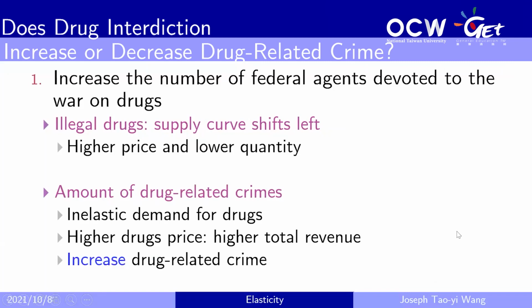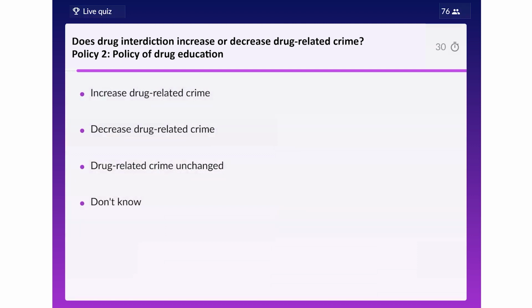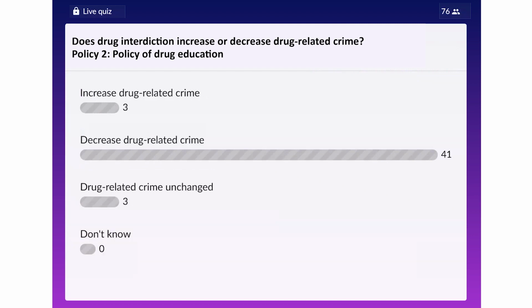So instead, what could you do? Well, let's look at the other quiz. Suppose you have a policy of drug education. Would this increase drug-related crime, decrease it, or leave it unchanged? You have 10 seconds left. Okay, so time's up. A lot of you say decrease, and that is the right answer.